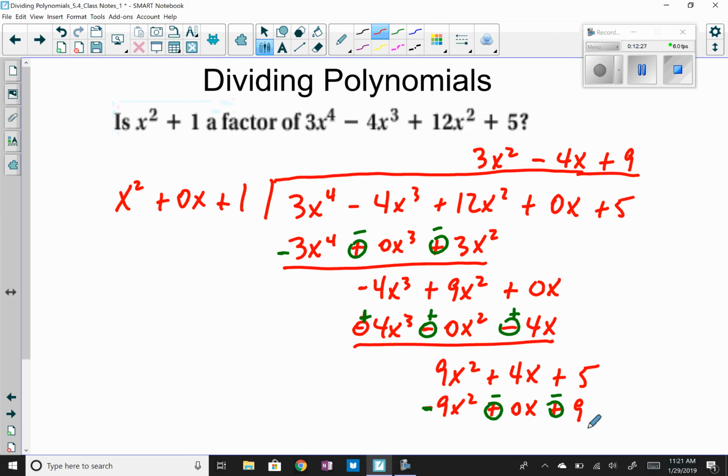Okay, and so 9x squareds eliminate each other. 4x minus 0x is 4x. And 5 minus 9, negative 4. Okay, so they want to know if x squared plus 1 is a factor. And since we have a remainder, it is not a factor. We have to have a remainder of 0 for it to be a factor. So since we have a remainder of 4x minus 4, then x squared plus 1 is not a factor.